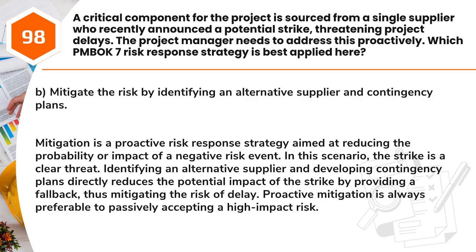Answer: B. Mitigate the risk by identifying an alternative supplier and contingency plans. Mitigation is a proactive risk response strategy aimed at reducing the probability or impact of a negative risk event. In this scenario, the strike is a clear threat. Identifying an alternative supplier and developing contingency plans directly reduces the potential impact of the strike by providing a fallback, thus mitigating the risk of delay. Proactive mitigation is always preferable to passively accepting a high-impact risk.